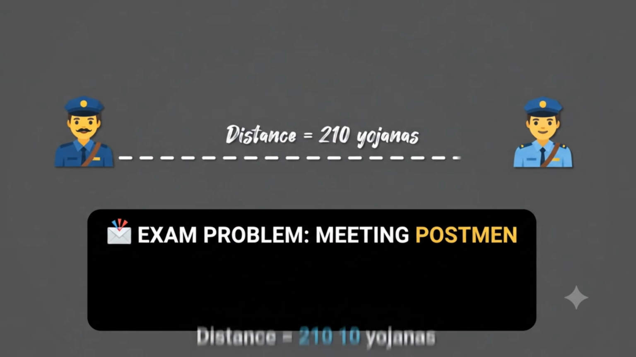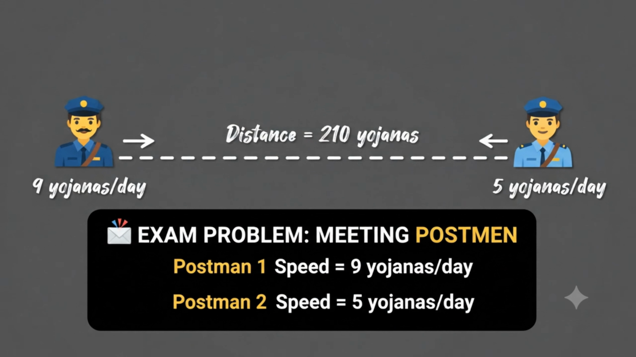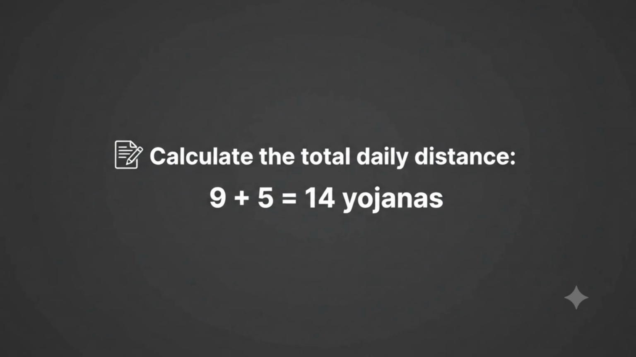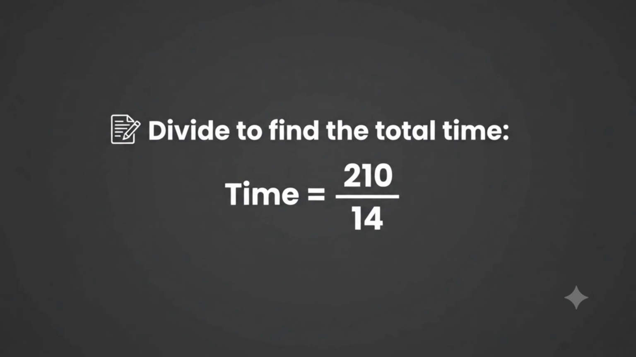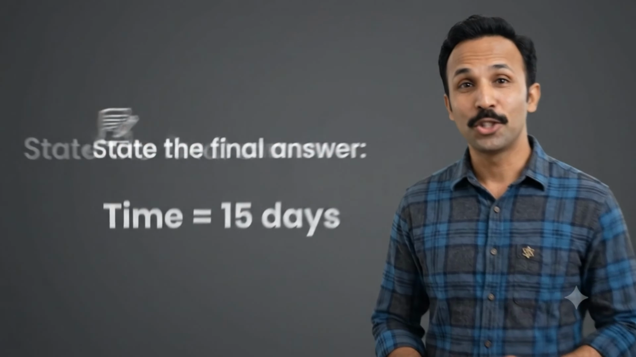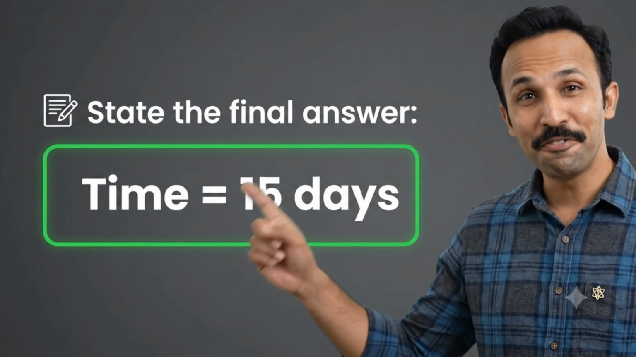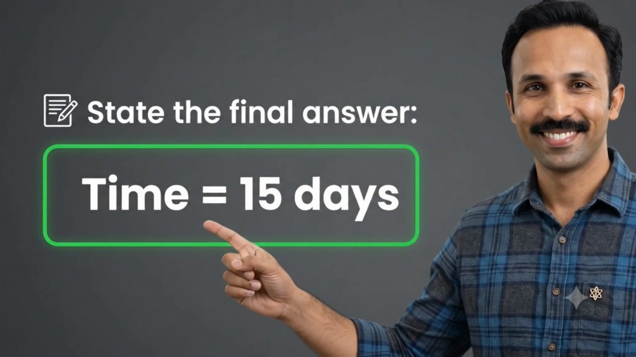Let's solve a historical problem. Two postmen are 210 yojanas apart, walking towards each other at 9 and 5 yojanas per day respectively. Together, they cover 14 yojanas a day. Dividing the total 210 yojanas by their combined daily speed gives us the required time. Simplifying the fraction, we find that the two postmen will exactly meet each other after 15 days of walking.